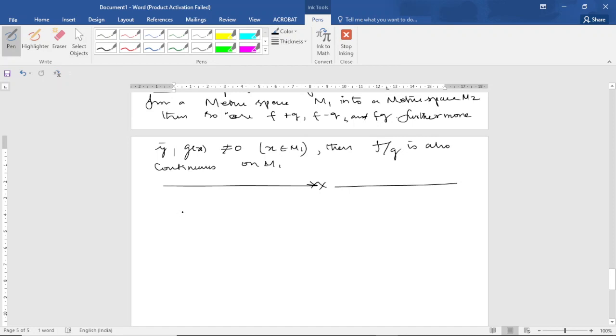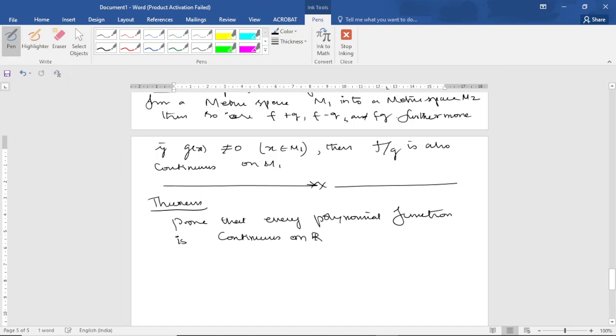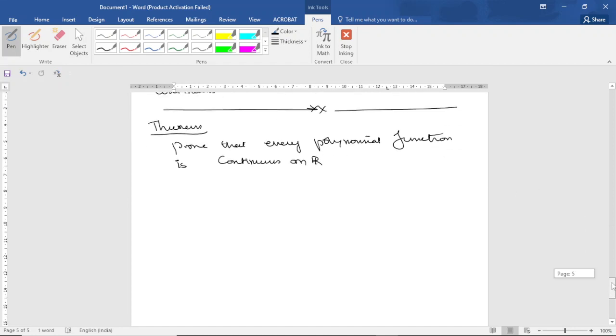Now, one result is there that we can write like a theorem. Prove that every polynomial function is continuous on the entire real line. The meaning is at every point of R, the polynomial function is continuous.